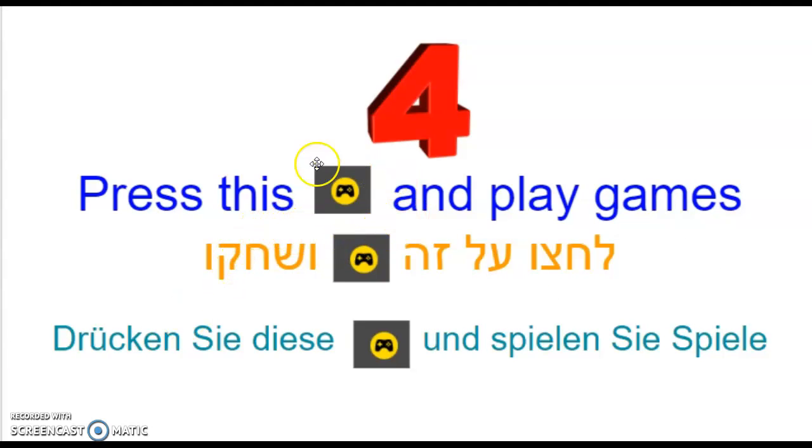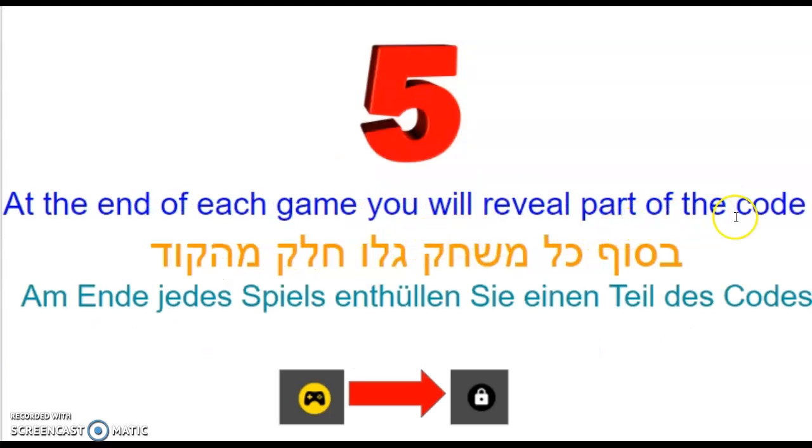Finally, you get to the best button of all, which is the gaming button. With this button, you will reveal part of the code at the end of each game that you play. You will play each game. There are 3 to 4 games in each room, and you will reveal at the end of each game a part of the code which you will need to unlock the lock.